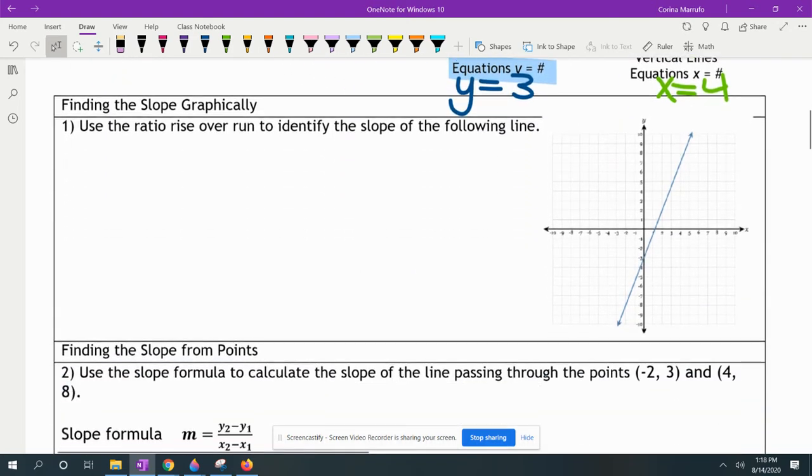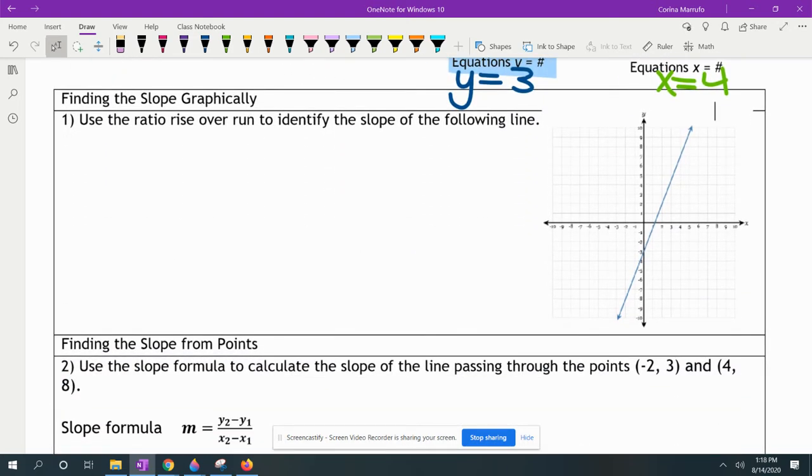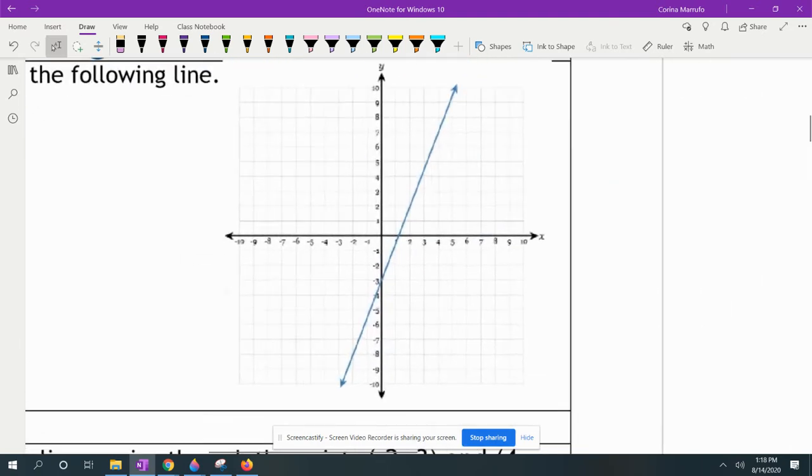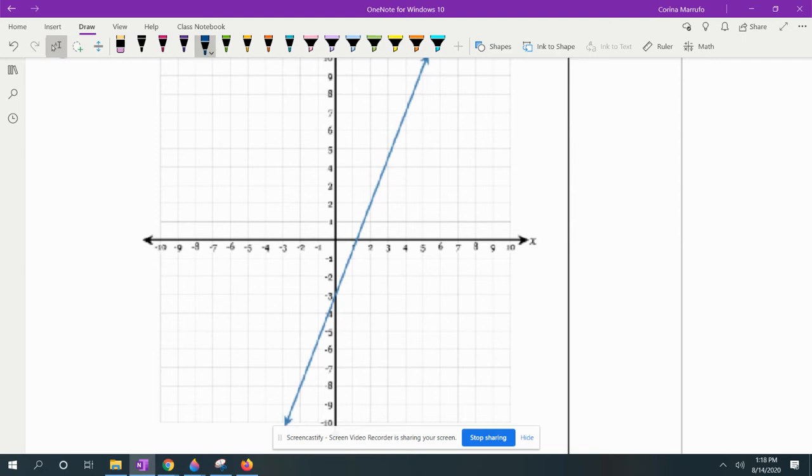All right, so here it says use a ratio rise over run to identify the slope of the following line. So if we look at our graph here, we're going to go ahead and find 2 points on this line. So here is a point, and then we look for another point. Here's another point right here. So we're going to go ahead and count the rise. So 1, 2, 3, 4, 5, and then the run is 2.